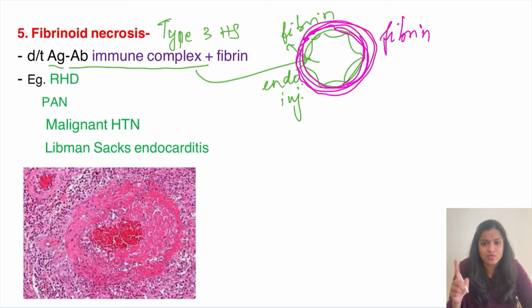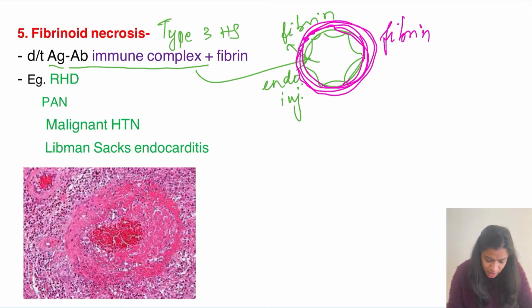Immune complex plus fibrin forms the fibrinoid necrosis, wherein the endothelium is getting damaged because of the immune complex, the result of which is the formation of fibrin which leaks out of the vessel wall and surrounds the vessel wall, and that is called the fibrinoid necrosis. And it is seen in examples of type 3 hypersensitivity, where you can see immune complexes. The most common examples are rheumatic heart disease, then malignant hypertension. PAN is actually polyarteritis nodosa, then malignant hypertension, then in SLE. All these things can result in the formation of fibrinoid necrosis.